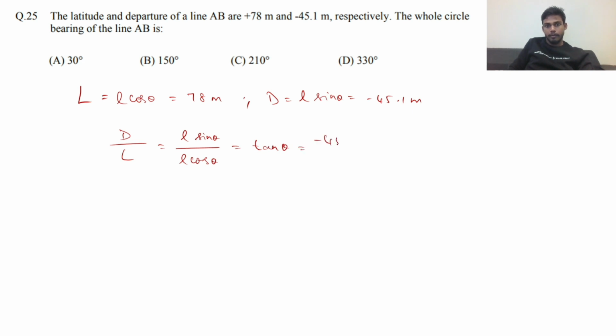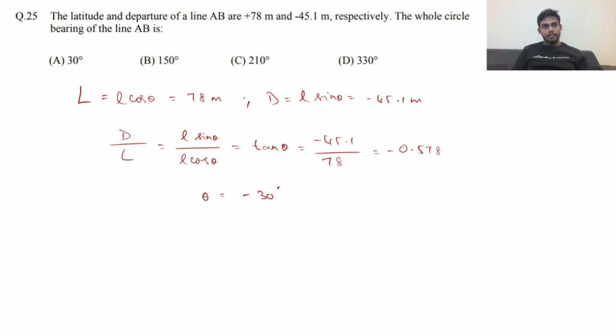Tan theta is equal to minus 45.1 meter divided by 78 meter. So we will get minus 0.578. So theta is equal to tan inverse of minus 0.578. After substitution, we will get theta is equal to minus 30 degree.